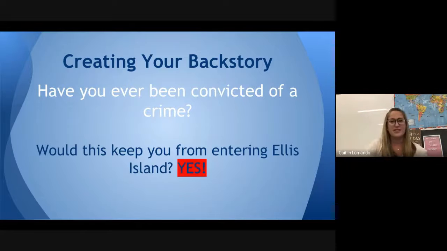Have you ever been convicted of a crime? Would this keep you from entering Ellis Island? Yes. If you had been convicted of a crime, hands down, you were going to have to plead your case in front of a court. You were going to be detained and possibly deported or sent back. While the United States was very welcoming of all sorts of immigrants, they did not want people who are going to come to the United States and commit crimes.